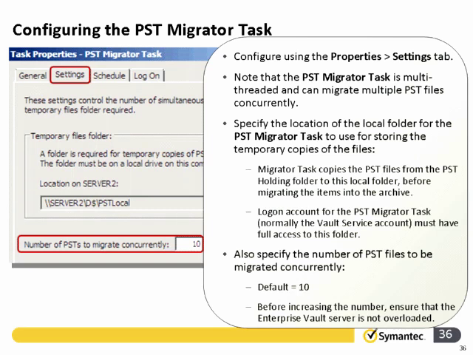Also, you have the capability for not only specifying the location of those temporary files, but you can also specify going to a different tab, which is the logon tab, the account that you're going to be using to run the migrator task, and that account has to have full access to that temporary folder location on the Enterprise Vault server.